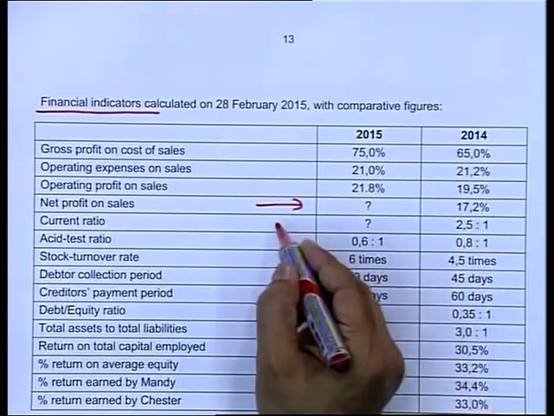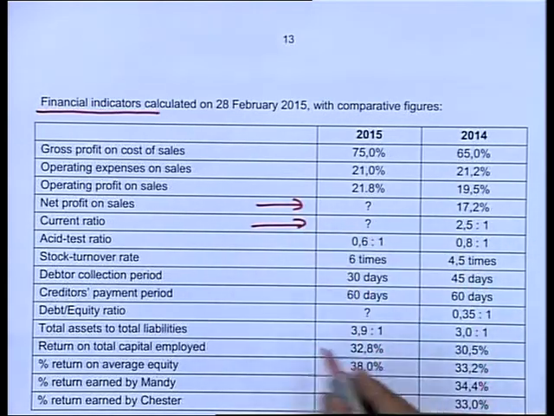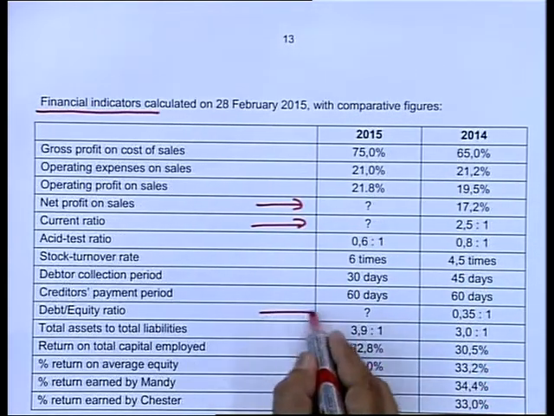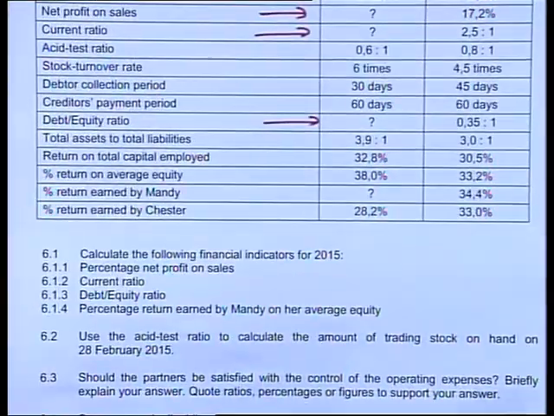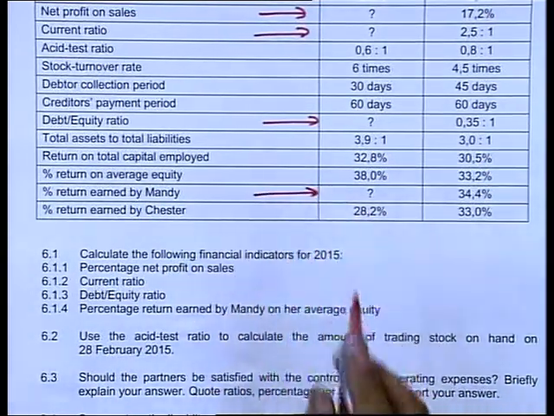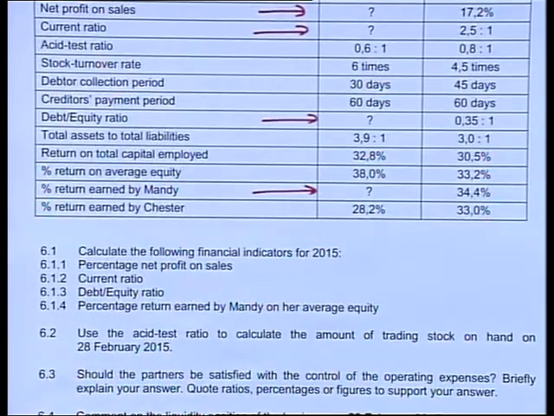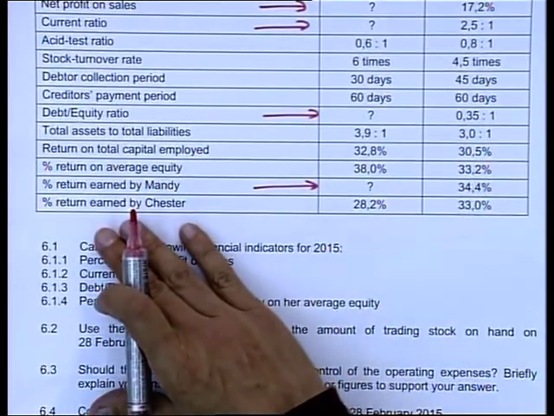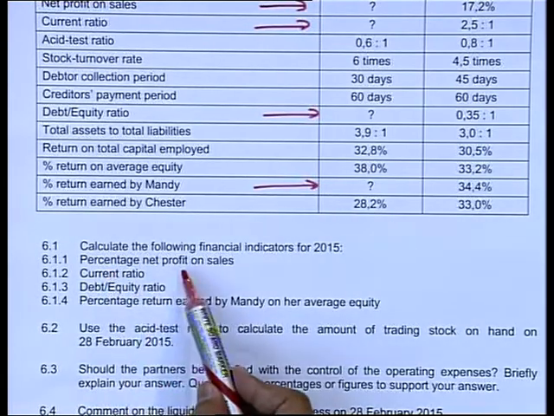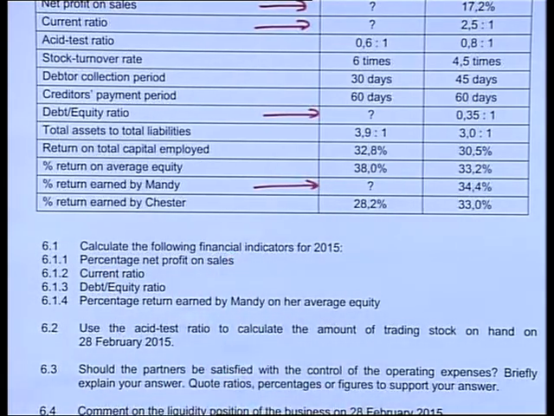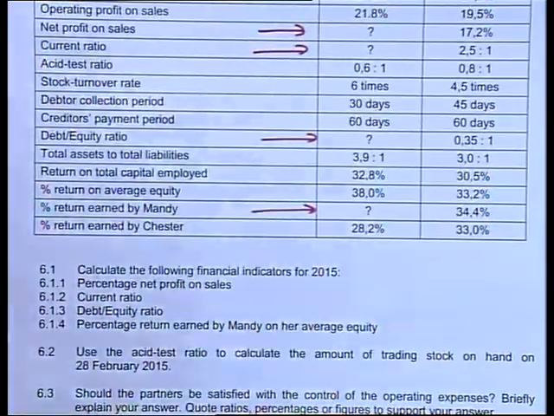So that is probably one that we have to calculate as well, together with the debt equity I see here at the bottom. And then there's also a return earned by one of the partners, Mandy. So that's the information where the questions come from. The first question is, calculate the percentage net profit on sales. If you look at the answer book, what does it say? The percentage net profit on sales. Just remember that. Here we go.